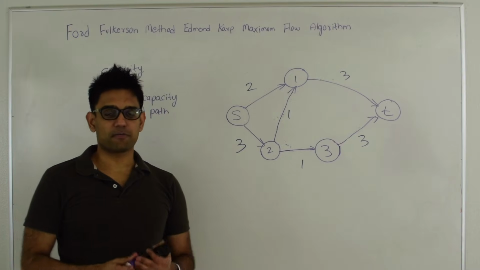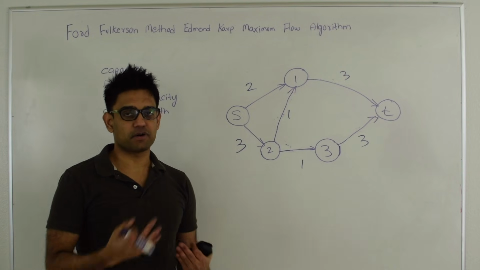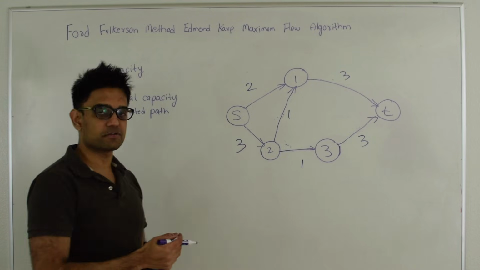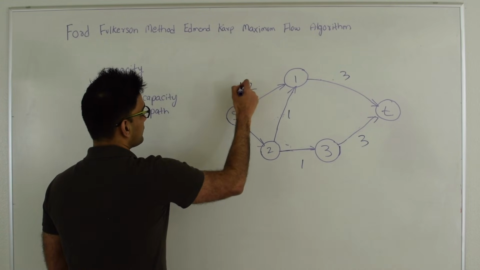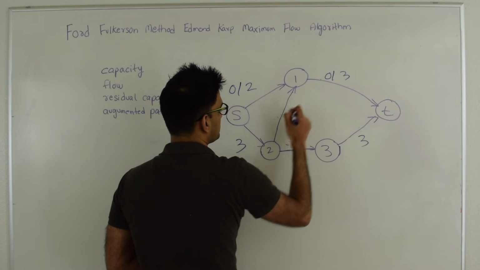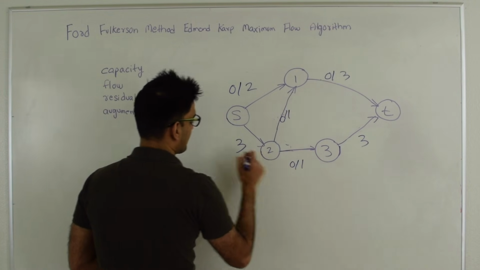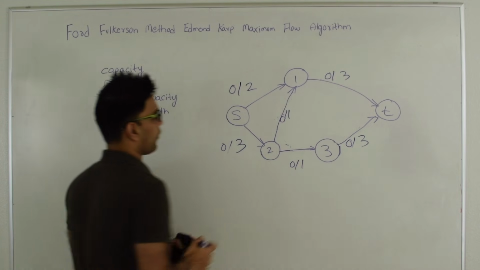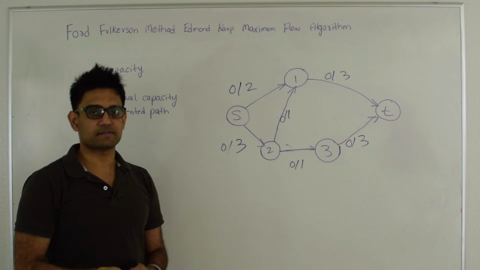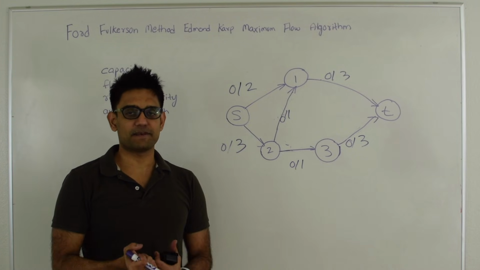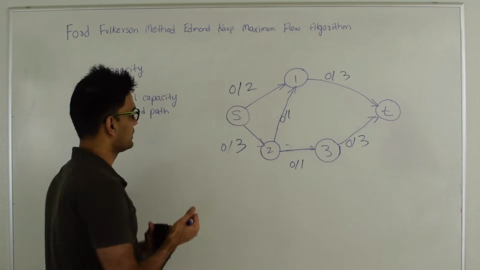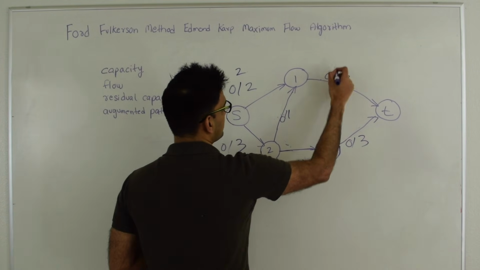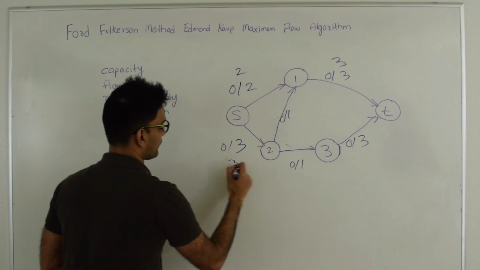Let's talk about flow. Flow is the actual units of item moving on an edge, while capacity is the total capacity of that edge. So right now, since no items are moving through any edge, the flow of every edge will be 0. So this is the capacity while this is the flow. So residual capacity is the total capacity minus the flow. Basically, what is the spare capacity on that edge? So the residual capacity right now on this edge is 2 minus 0, 2. Here it is 3 minus 0, 3. Here it is 3 minus 0, 3.